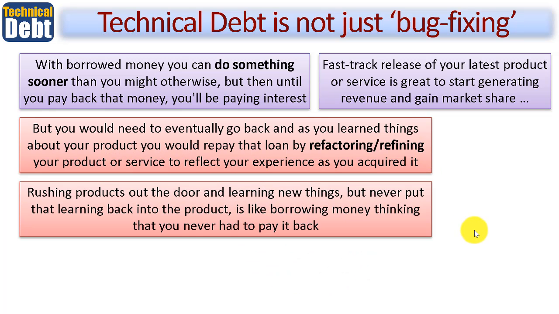So rushing products out the door and learning new things, but never putting that learning back into the product, is like borrowing money, thinking that you will never need to ever pay it back. Big mistake. And that's why technical debt is termed by Forbes as the silent killer.